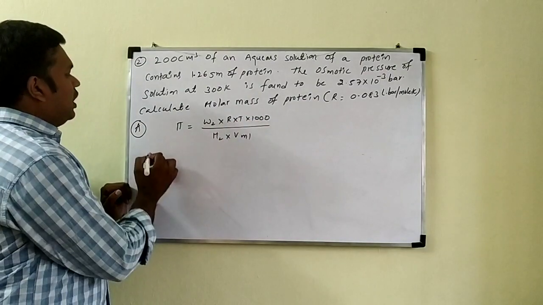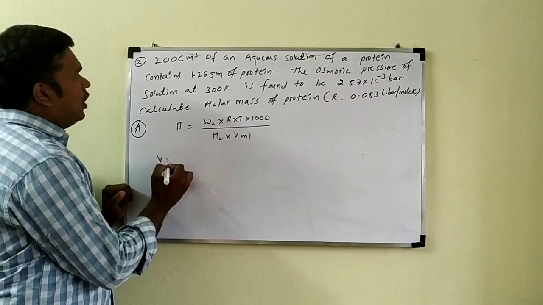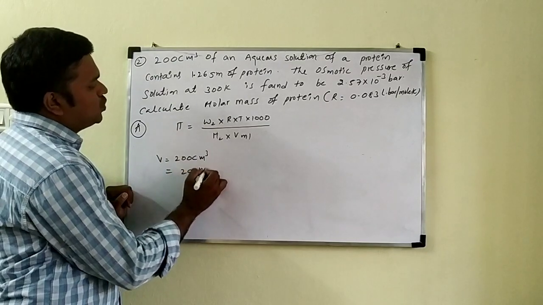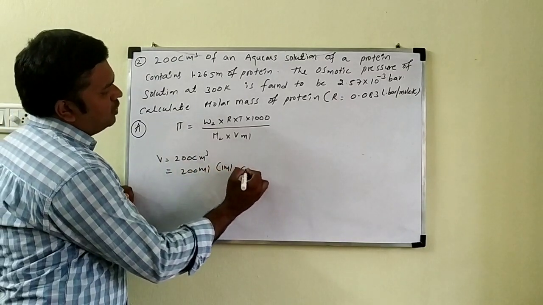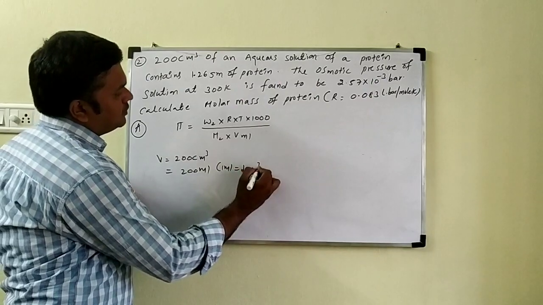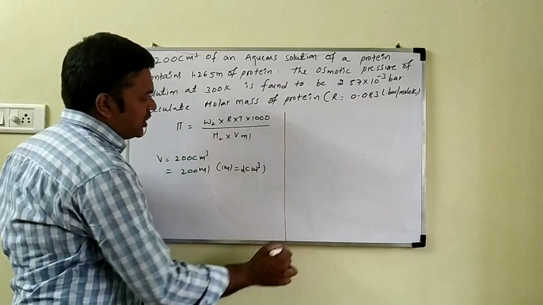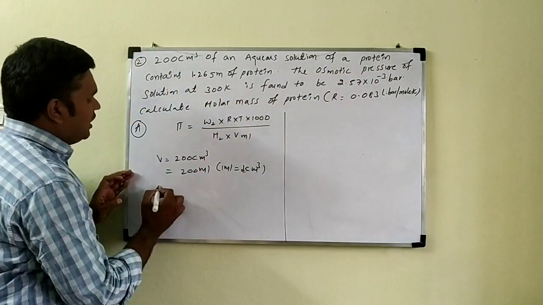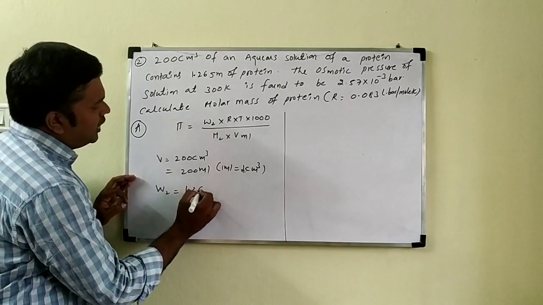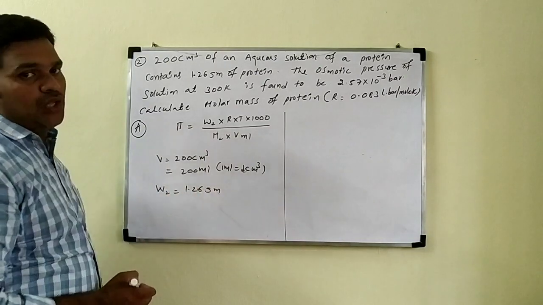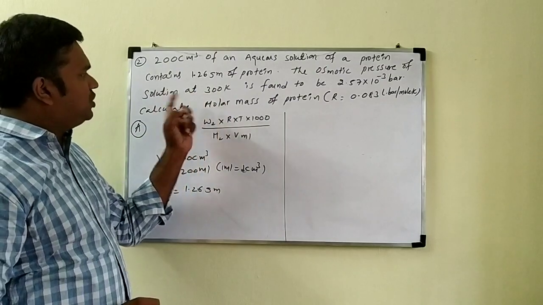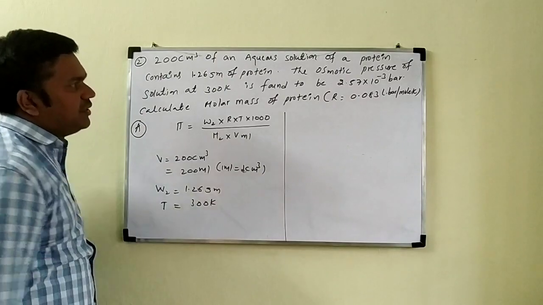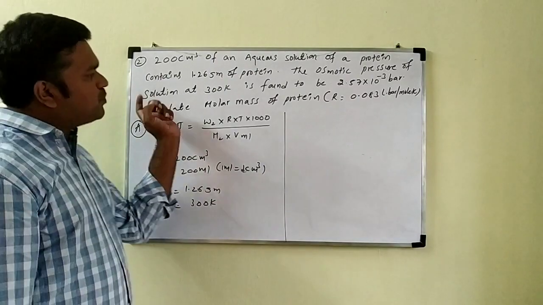Now I want to write here, volume is given, 200 centimeter cube. That I am writing here as 200 ml, because 1 ml is equal to 1 centimeter cube. Now the weight of the protein is given, that is 1.26 grams only. And the temperature T is equal to 300 Kelvin.